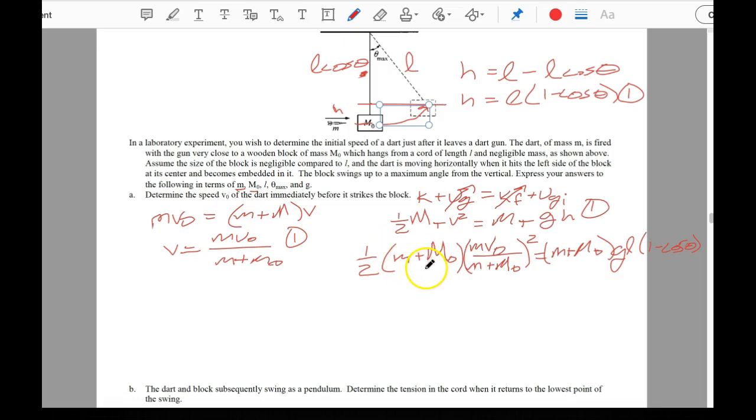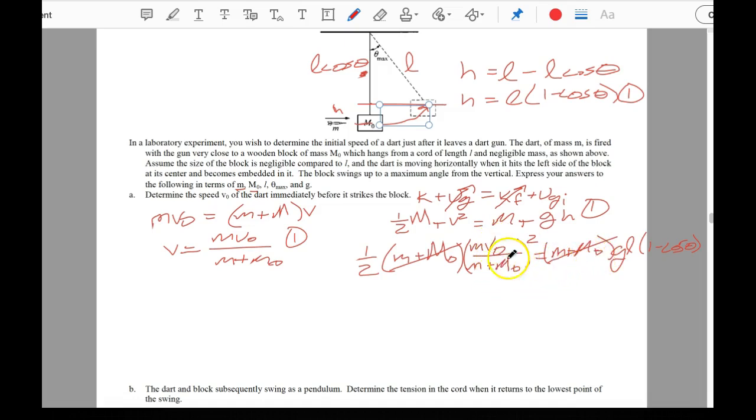One of those things that we can cross off is the M plus the MO. You'll notice that we've got M plus MO here, and we have M plus MO here. So we're going to cross those off. Notice that this is squared, okay?